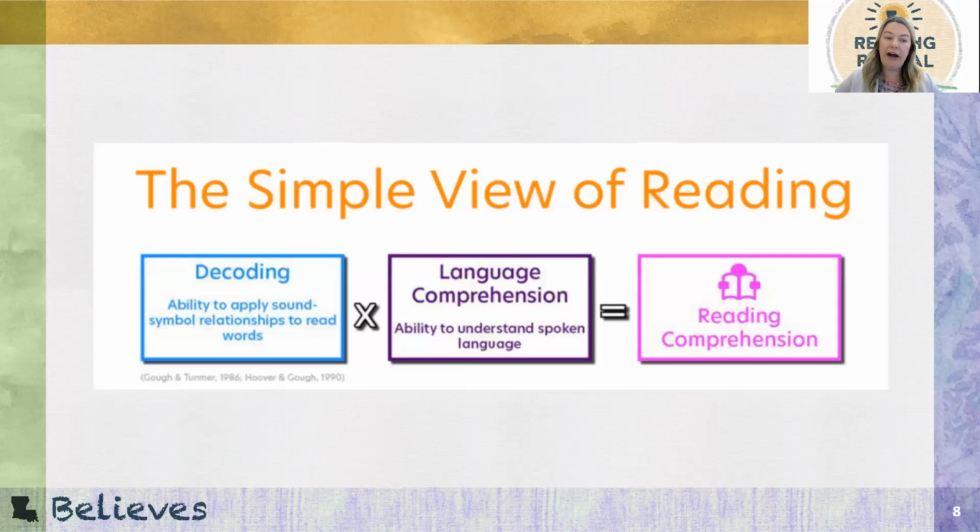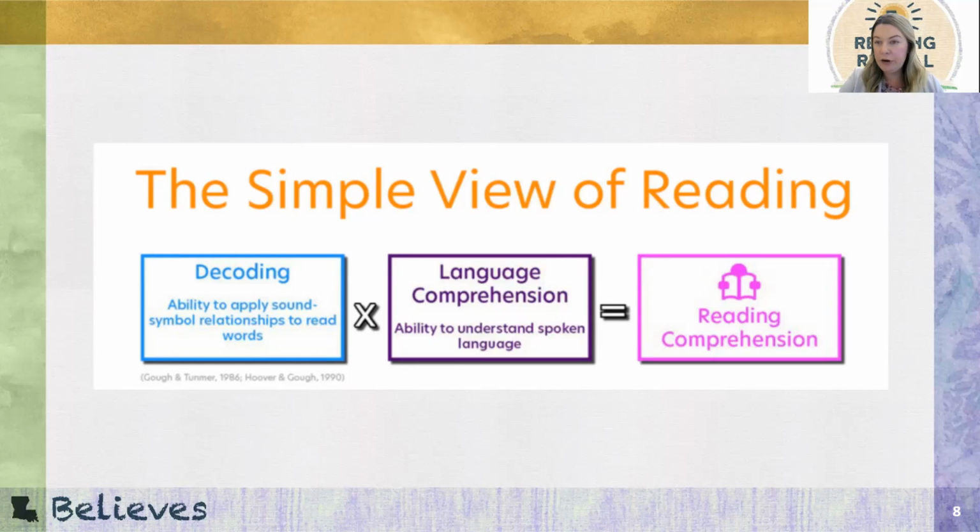So this is an infographic by Gough and Tunmer, and then later Hoover and Gough had the same ideas as well. It says that this is the simple view of reading, which is a little ironic because nothing about reading is simple, but they're saying that decoding times language comprehension equals reading comprehension. If we have those two things, then students will be able to read and comprehend what they're reading.